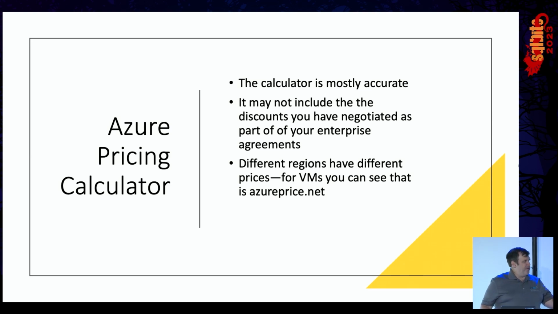The calculator is also mostly accurate. There are some bugs, so keep that in mind. It may not include the discounts you've negotiated, as I mentioned. And for VMs, you can go to azureprice.net.